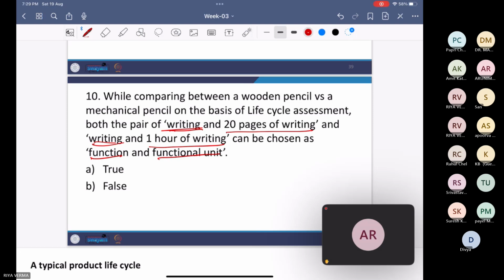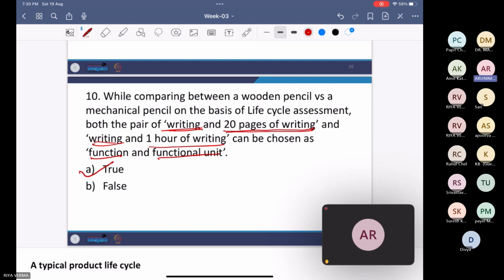Okay, I'll tell you guys. Yes, we can take these as the functional units. We just need to have certain assumptions. For example, if we are declaring 20 pages of writing as the functional unit, we need to clearly state that the handwriting should be the same with both the pencils. Spacing should be the same with both the pencils. The content that we're writing should be the same. Then only we can compare, right?